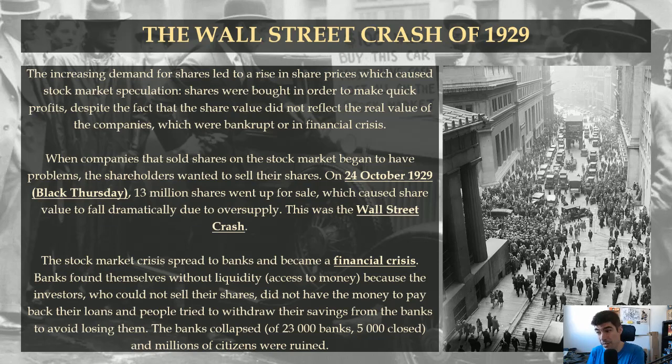So if we have said that there was an industrial and agricultural overproduction, these companies are losing money. But in the stock market, the values are rising and rising and rising, and they don't reflect the real value of these companies. So, ping, explosion. When these companies began to have problems, and when the investors acknowledged this, they suddenly started to sell all of their shares.